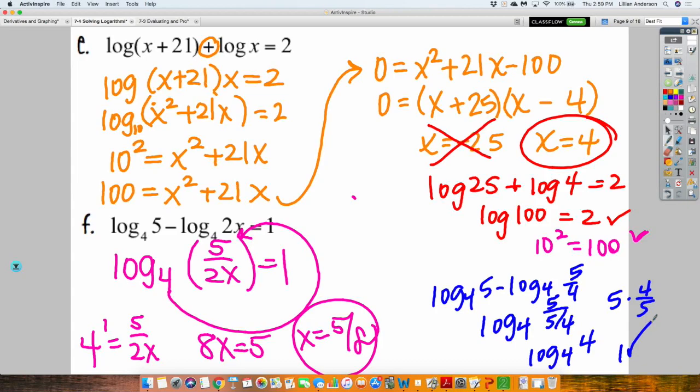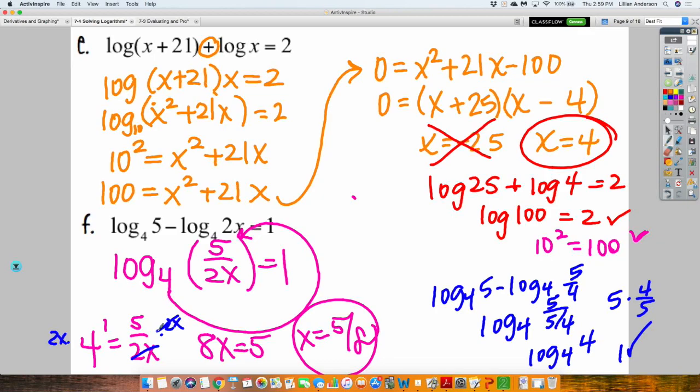Question? You multiply both sides by 2x to cancel this out. So you get 8x equals 5, and then divide both sides by 8. Okay? This is how you solve a logarithmic equation. All right?